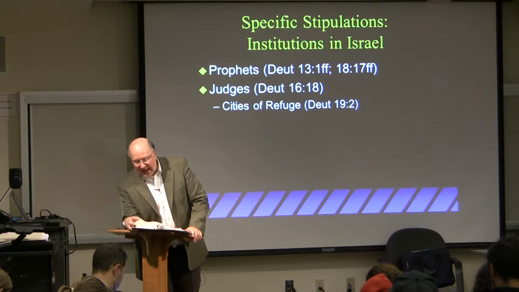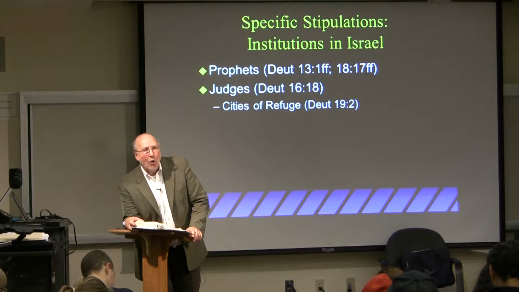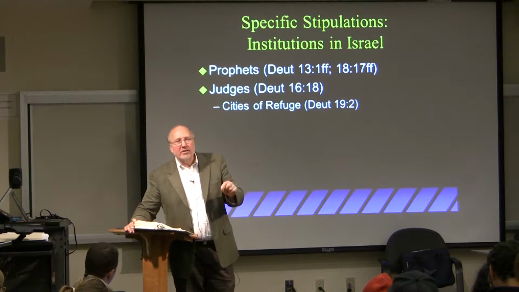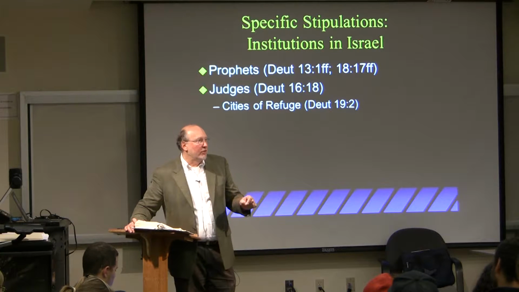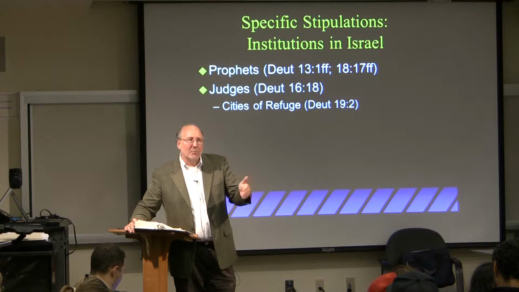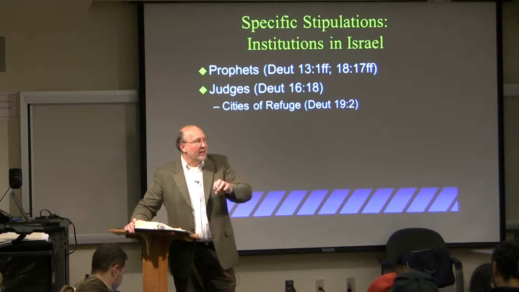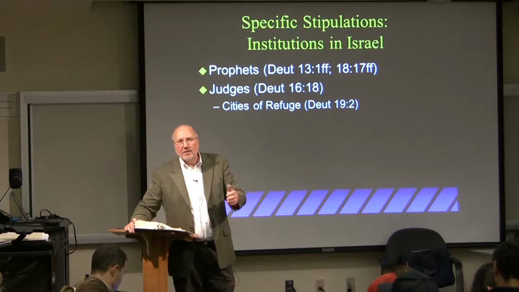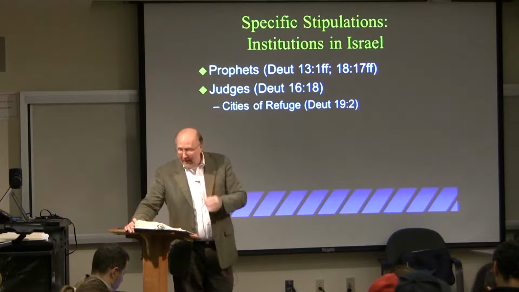Appoint judges and officials for each of your tribes in every town. In every town. Was justice to be local? Every town was to have a judge. Why would you put judges in every town? So that justice is accessible to the people. Every town had a judge so that you didn't have to run 20 miles to get justice. It was in your own locality.